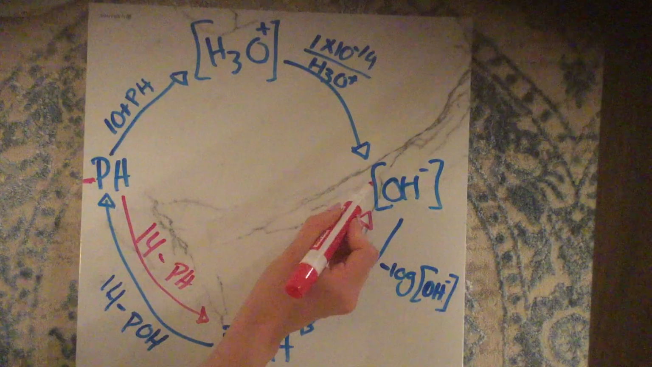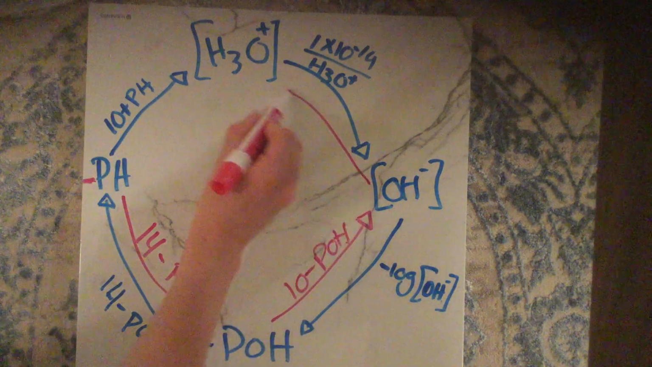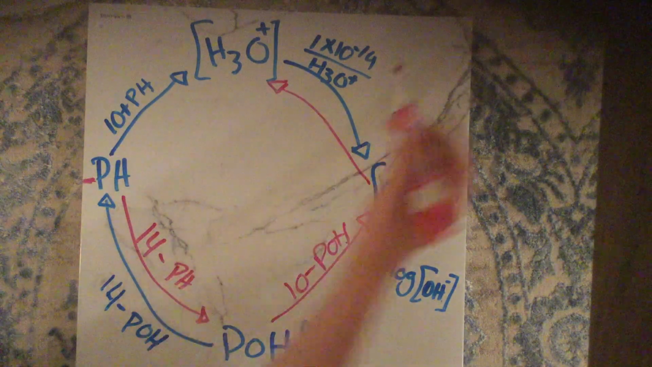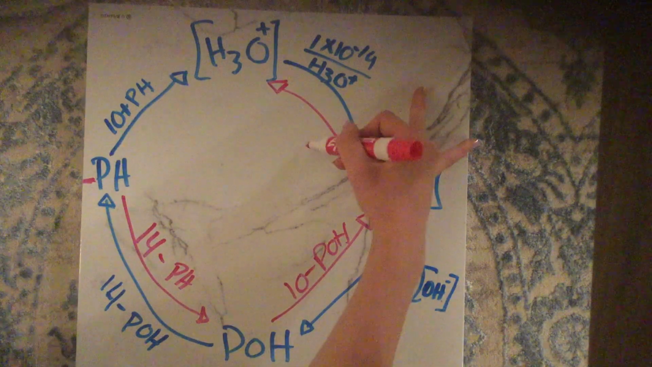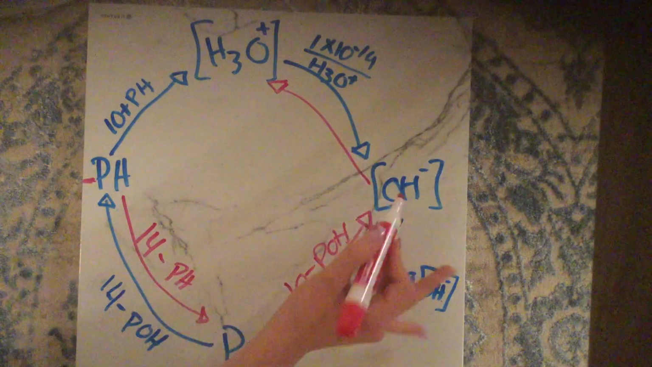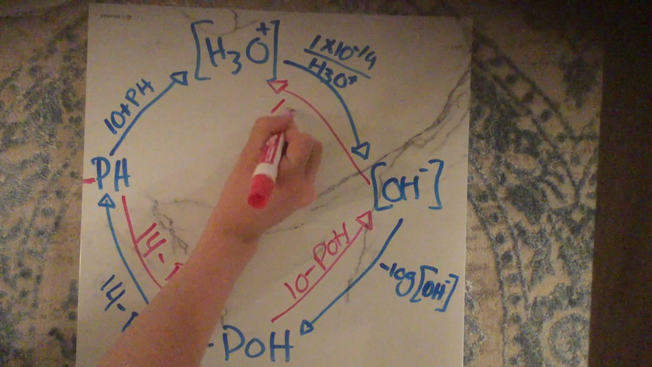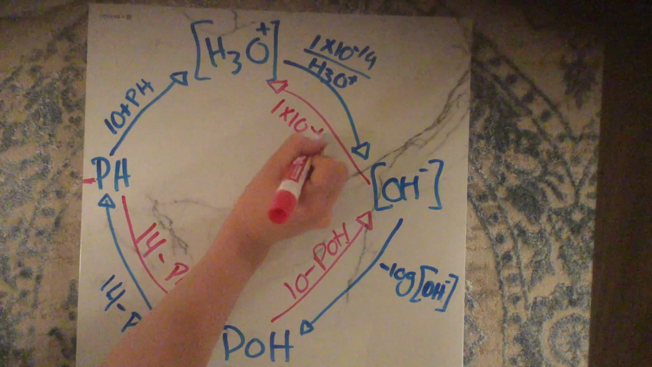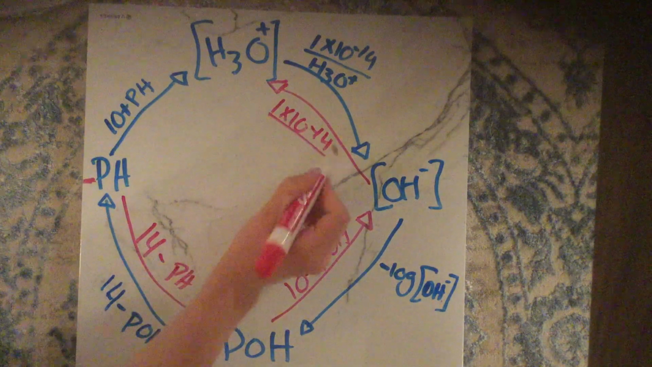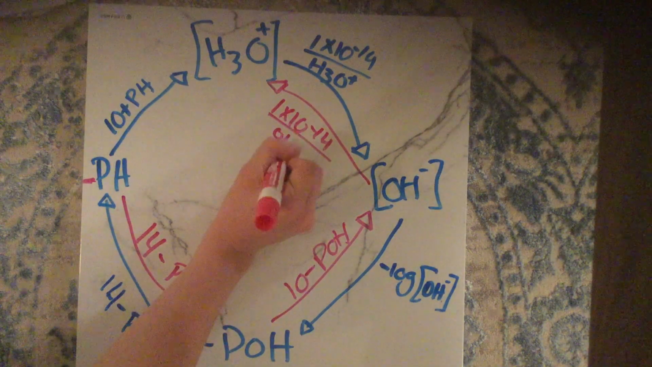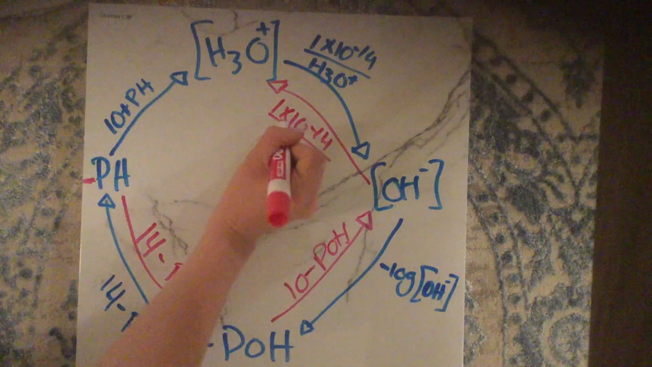All right, now we're going to go from our hydroxide to our hydronium. And this is going to be the exact same equation, but hydroxide is going to be on our denominator. So it'll be 1 times 10 to the negative 14 divided by our hydroxide. Okay?